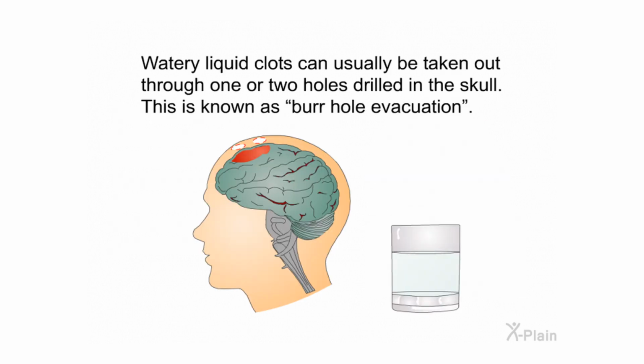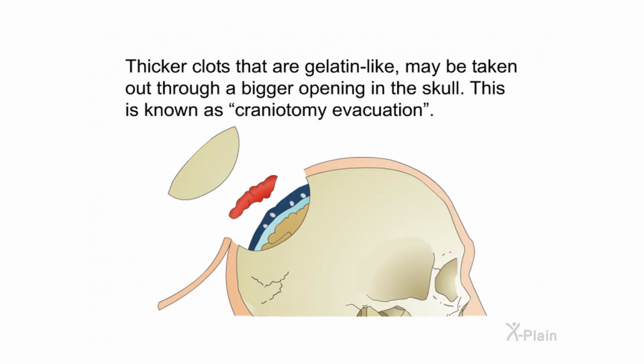Watery liquid clots can usually be taken out through 1 or 2 holes drilled in the skull. This is known as burr hole evacuation. Thicker clots that are gelatin-like may be taken out through a bigger opening in the skull. This is known as craniotomy evacuation.